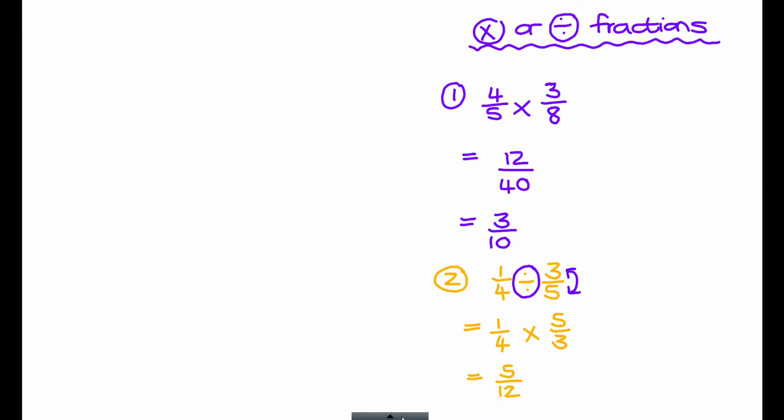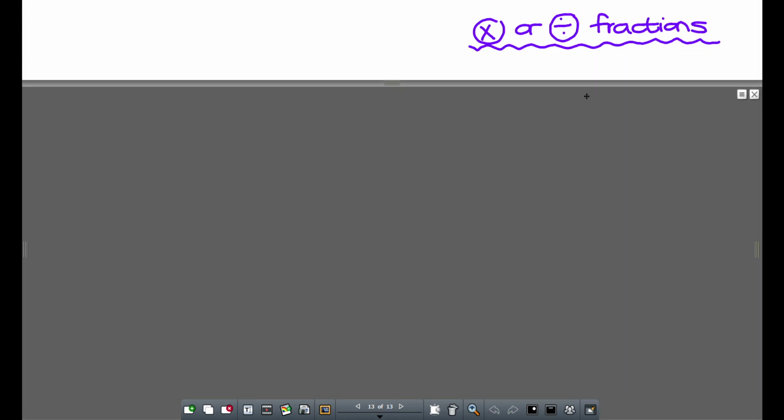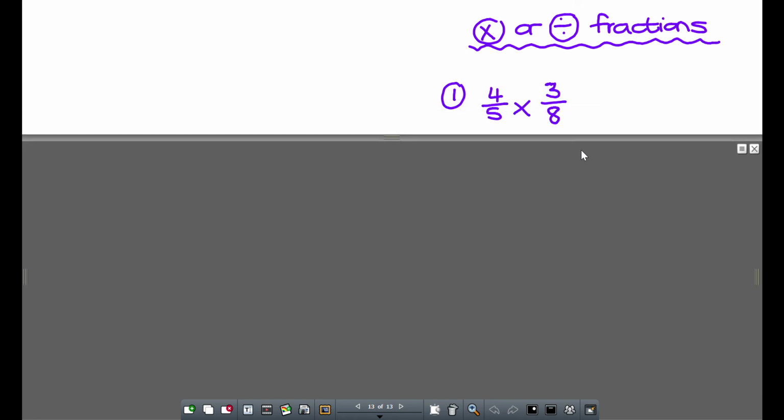Okay, but that was when we add or subtract fractions. Now, when we multiply or divide, it's a whole different story. Let's say I give you 4 over 5 times 3 over 8. When we multiply, we do not have to worry about denominators being the same. But what we can do when we multiply is cancel out.